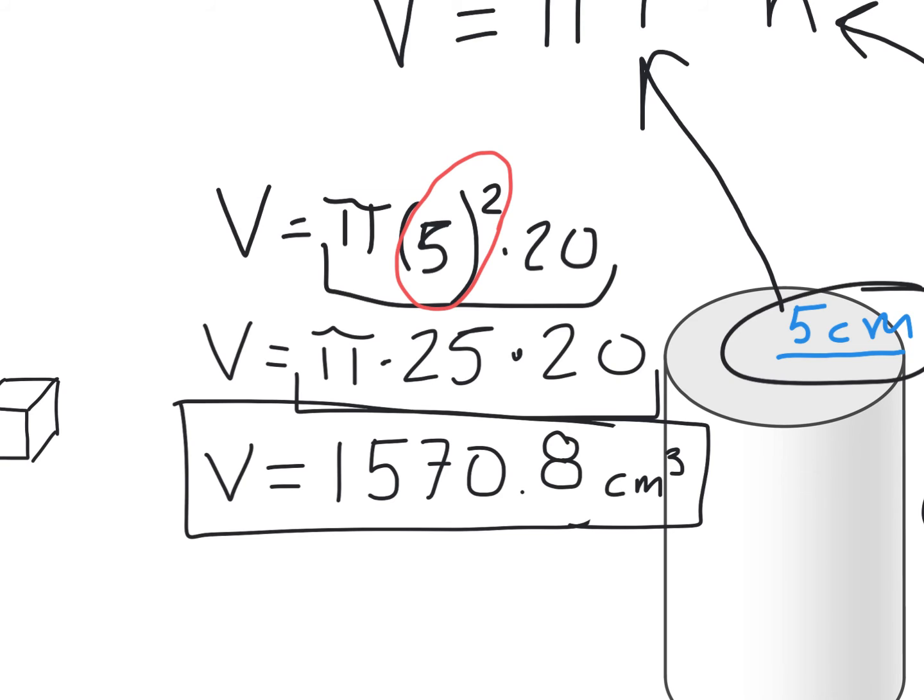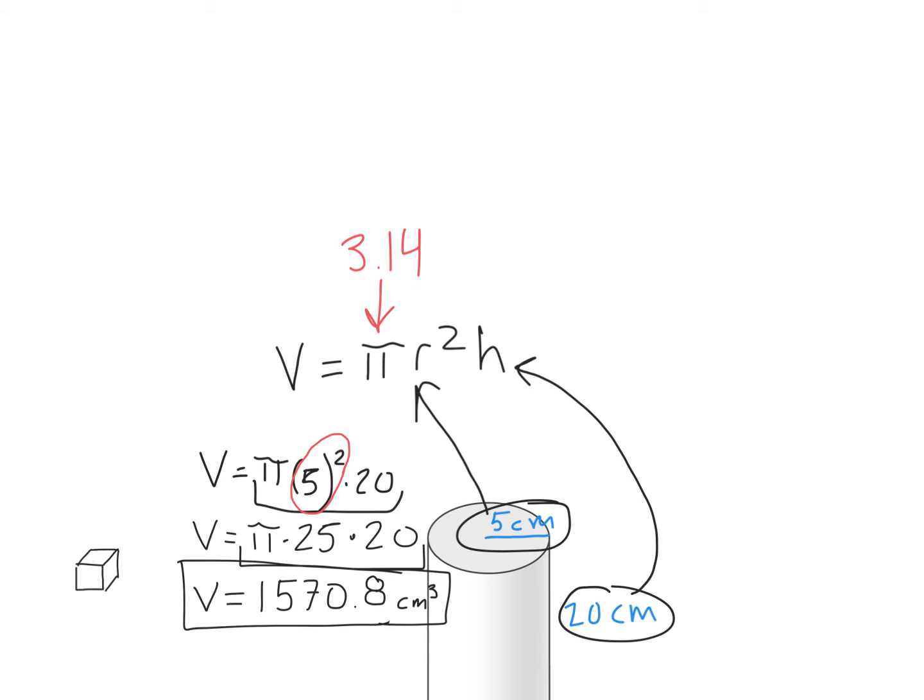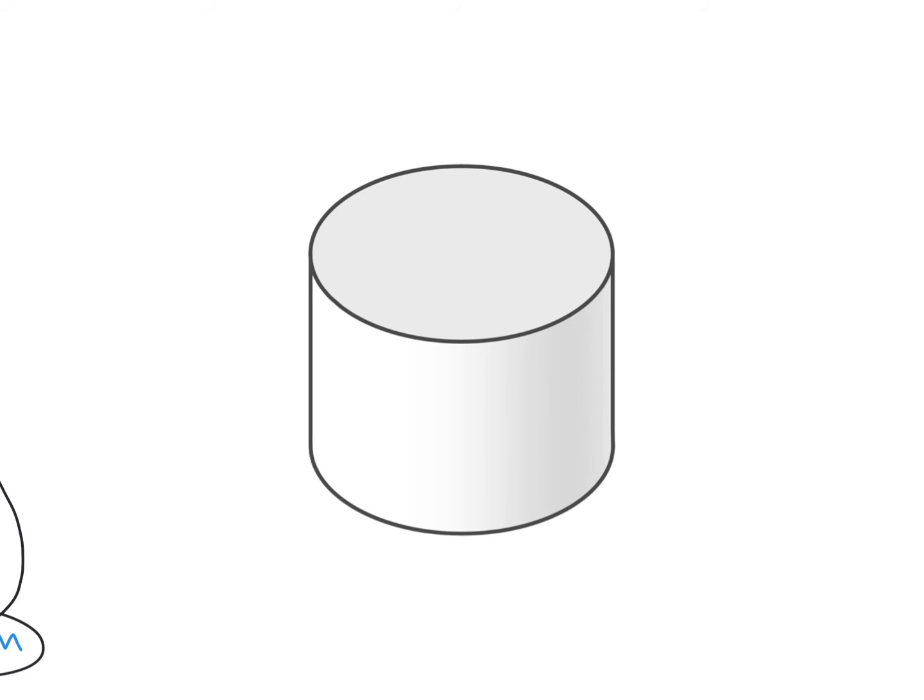1,570.8 cubic centimeters. Let's try another one. So we'll bring in another cylinder here. So here's another cylinder. We know that in order to find the volume, we need 2 different measures. We need the height and the radius.